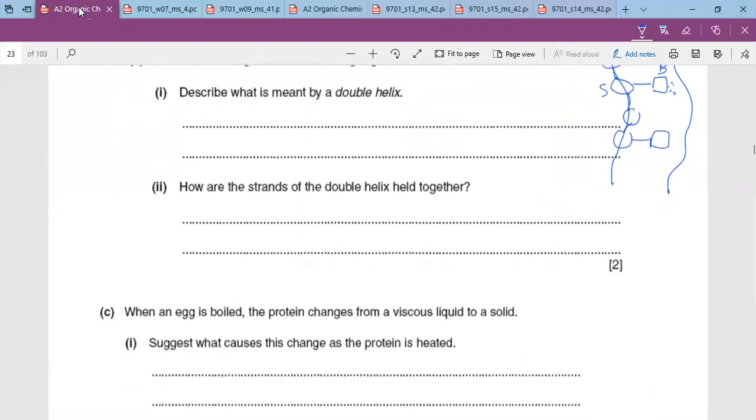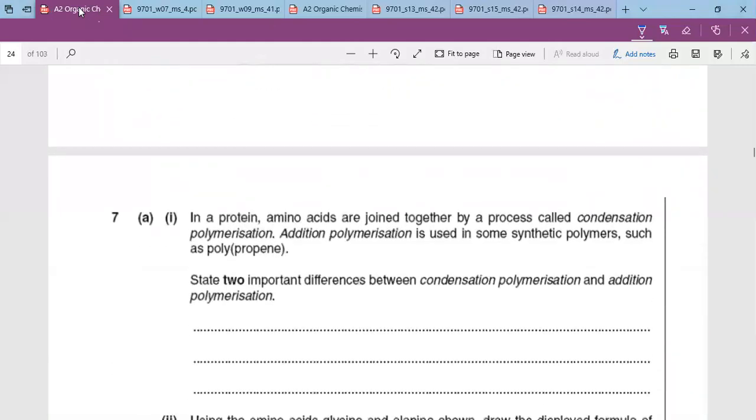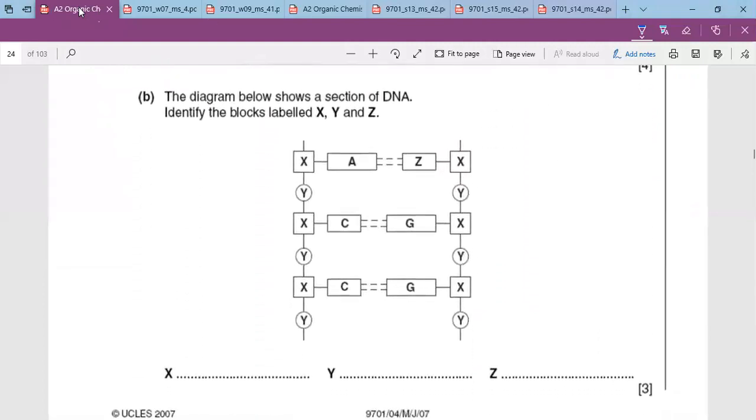Now, page 24, another simple one. They ask you to draw. All this we have before. This one is a favorite diagram, because the diagram is actually from the Cambridge notes. The diagram below shows a section of DNA; identify the blocks X, Y, and Z. So A here is a base, it's an adenine. What is this? T, thymine, T-Y-M-I-N-E.